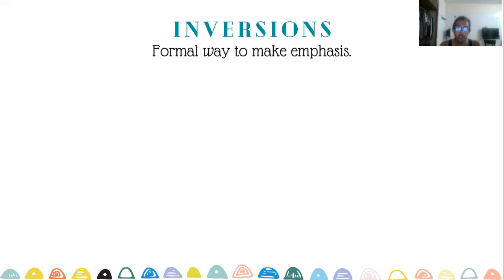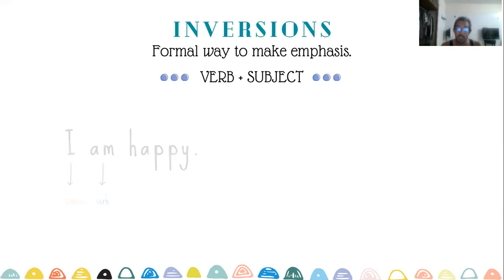So we use inversions in several situations in English, and each structure that involves inversions is used in a formal way when we want to make emphasis. So we get inversions when we put the verb before the subject, as we usually do in questions, for example. A normal sentence would be, I am happy. But if we want to make it into a question, we have to change the order.